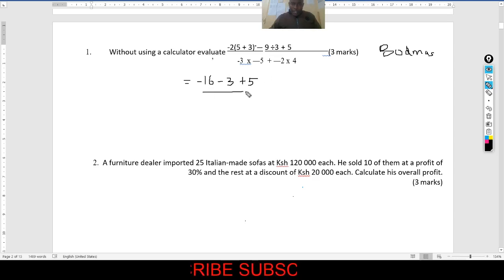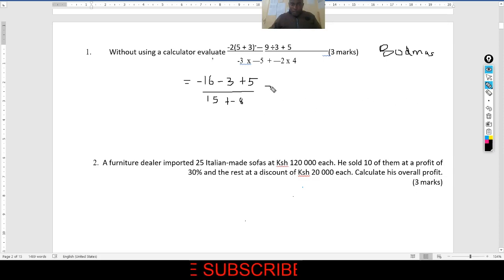Now I come to the denominator, where we have multiplication. -3 times -5 gives you positive 15. Then there is an addition here, so I deal with the -2 times -4. Hmm, that gives you -8, so plus -8 is the same as -8.